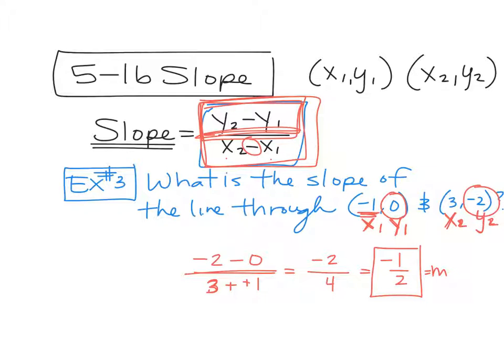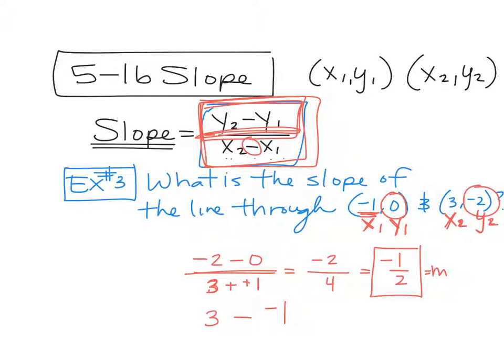Okay? Bella. It's subtraction. It's x2 minus x1. So x2 is 3 minus x1. x1 is -1. So it's 3 minus a -1, which would become plus a positive. Okay?